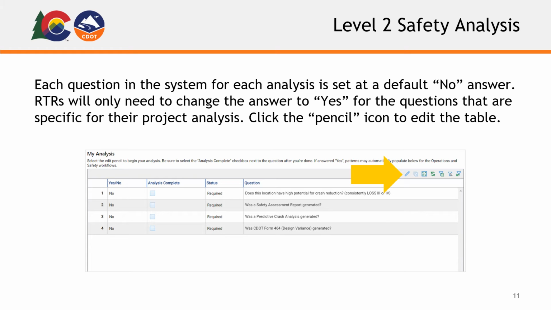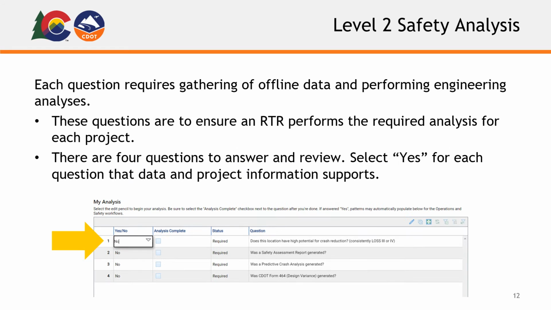Location analysis will take quite a bit of time as you gather all of the pertinent information for your analysis and data. Each question requires gathering of offline data and performing engineering analyses. These questions are to ensure an RTR performs the required analysis for each project. There are 4 questions to answer and review. Select Yes for each question that data and project information supports. Do not forget to save your work often.